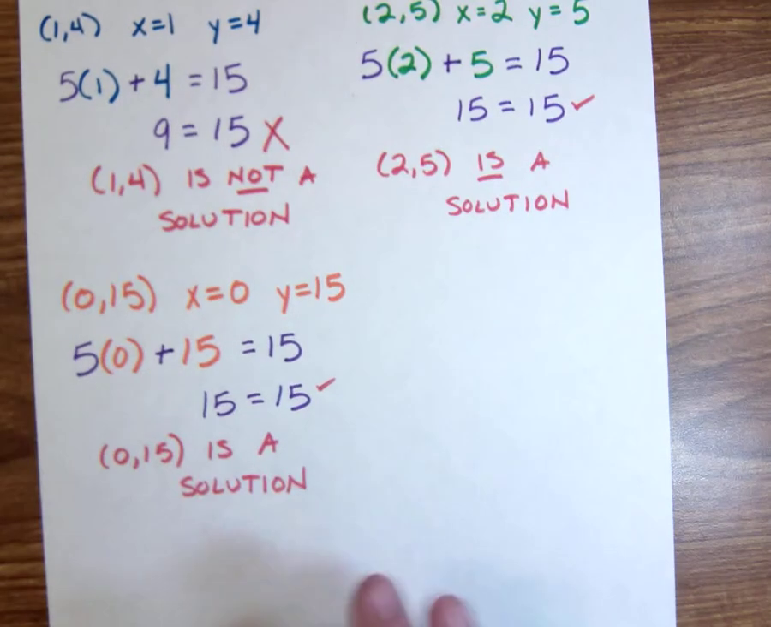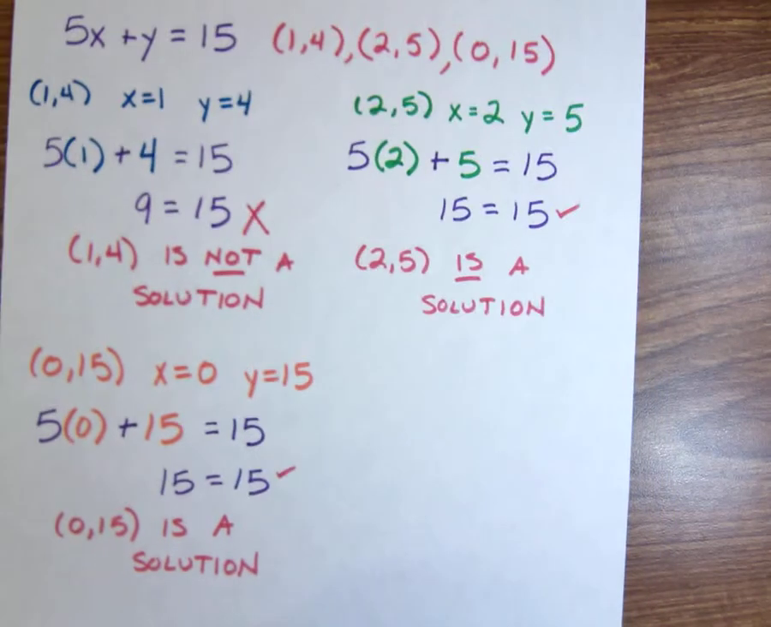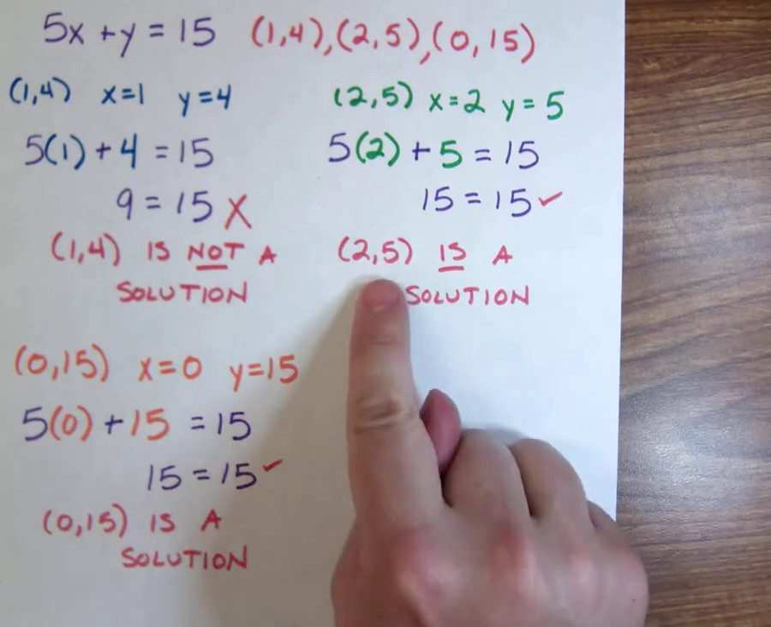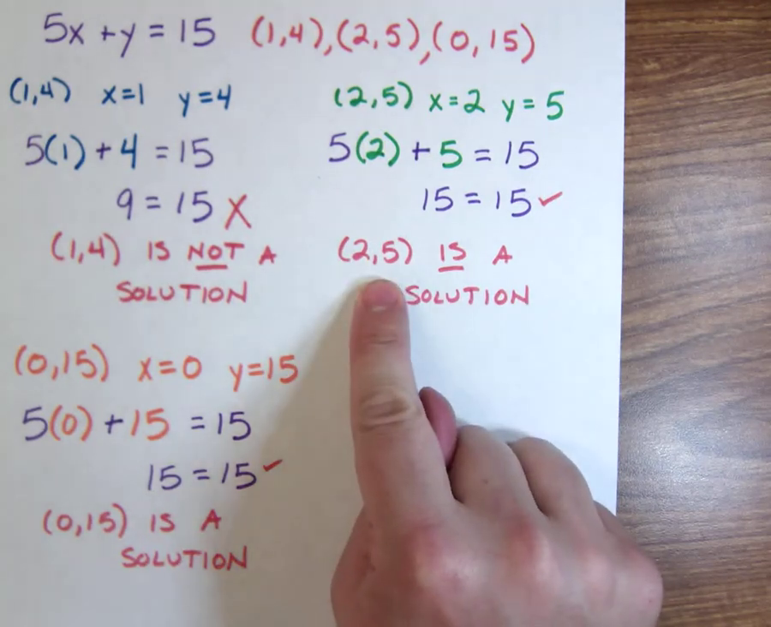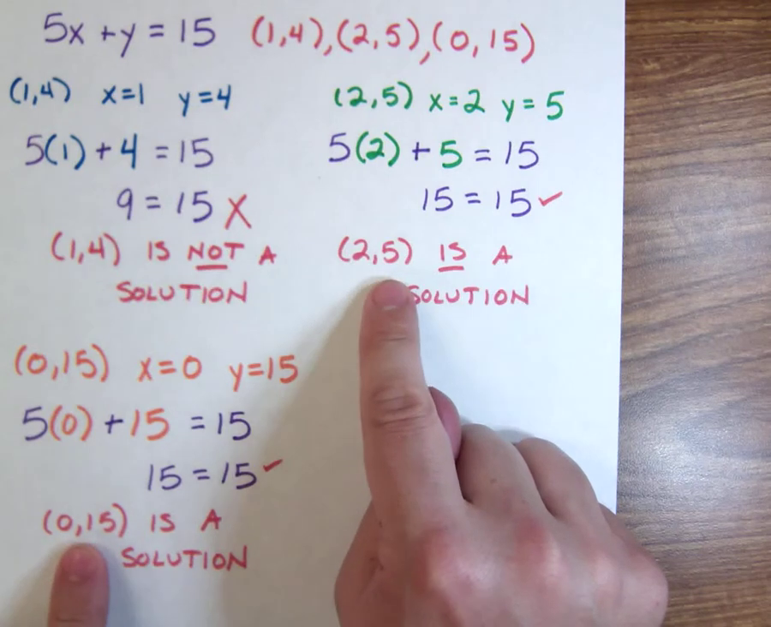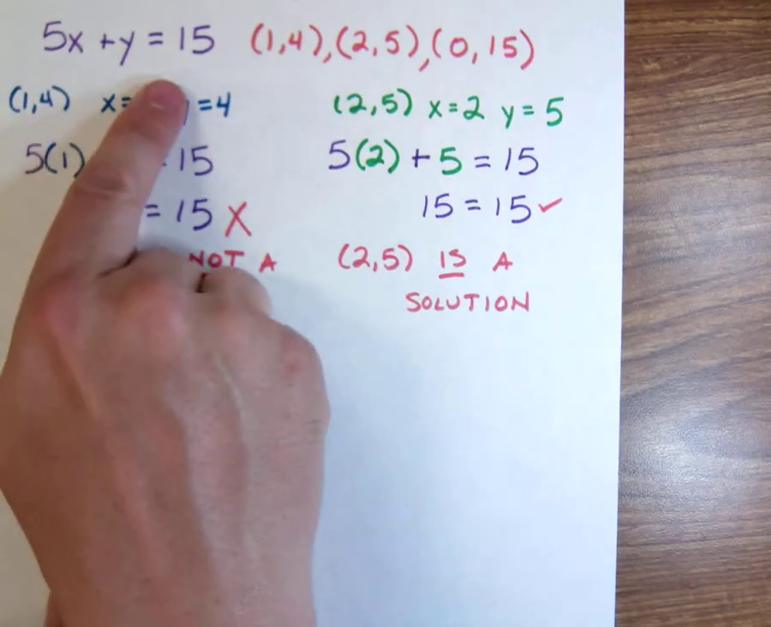So if I was going to graph 5x plus y equals 15, one way that I could graph it is I could pull out my sheet of graph paper. I could put one point at 2, 5. I could put another point at 0, 15, and then connect those 2 points together. If I did that, what shape would I make? I would make a straight line if I connected 2 points. And as it turns out, this is a straight line.